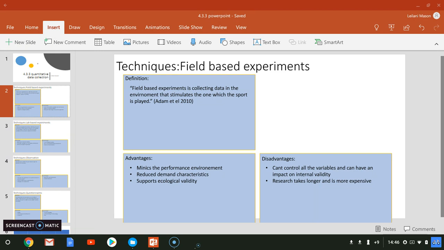The disadvantage of field-based experiments is you can't control all the variables and you have an impact on internal validity. So this means that the results will be less reliable because you can't control everything and some of the variables might change. Also, another disadvantage is the research takes longer because you are conducting it in your natural environment, whereas if you're doing it in a lab, they have all the advanced equipment to be able to do the experiment quickly.